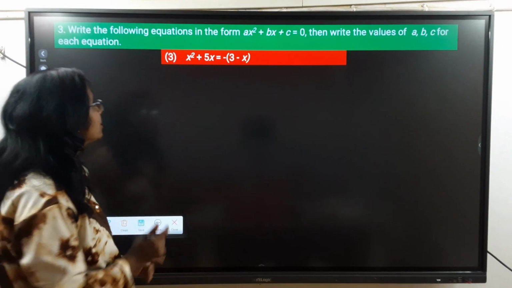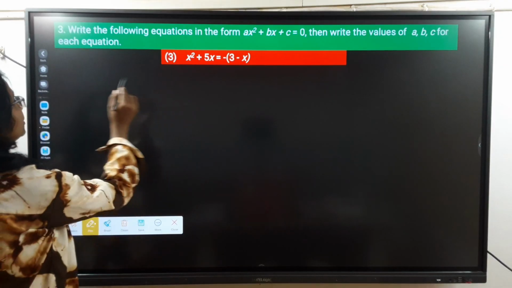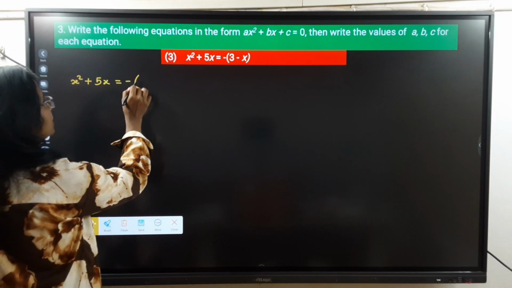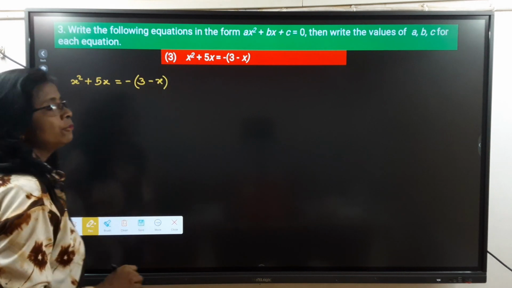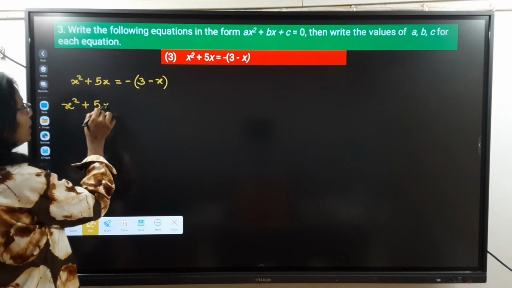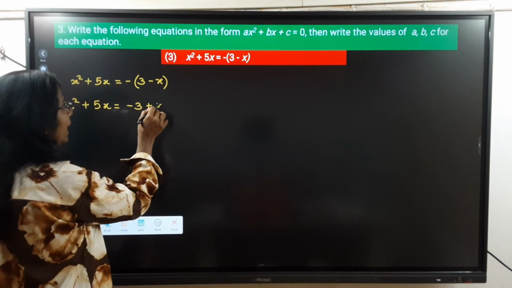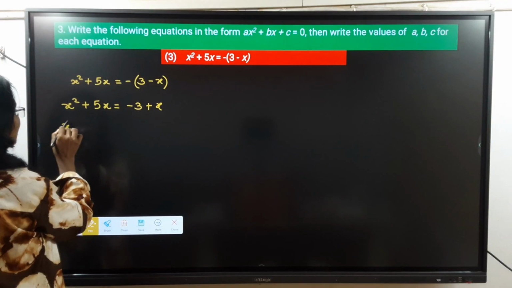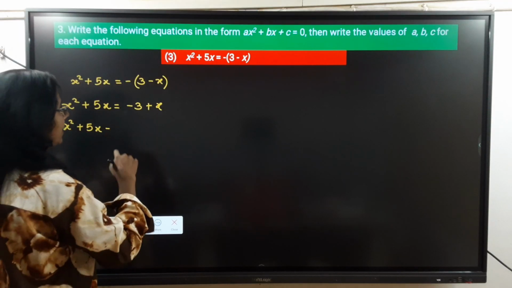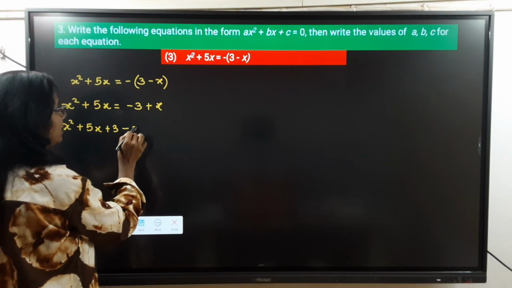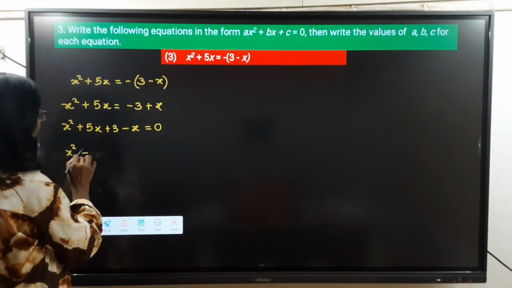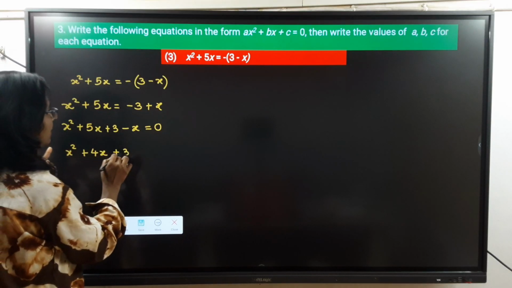Third example, students. First we write down the third equation as it is: x square plus 5x is equal to minus 3 minus x. Then here we simplify this equation further. So here x square plus 5x is equal to minus 3 minus x. Now shifting these two terms from the right hand side to the left hand side, it becomes plus 3 plus x is equal to 0. Therefore x square plus 5x plus x, that is 6x, plus 3 is equal to 0.